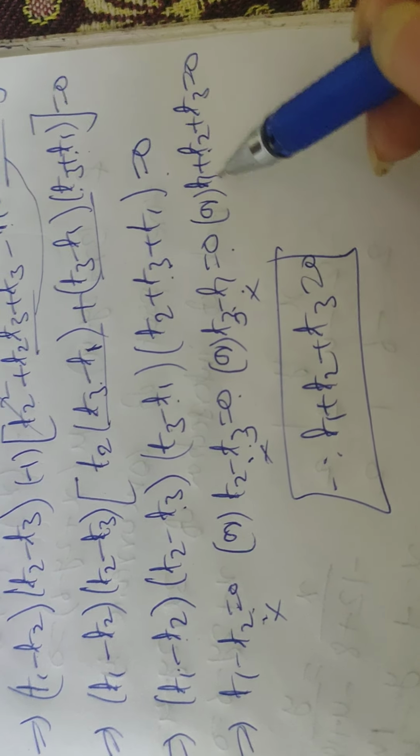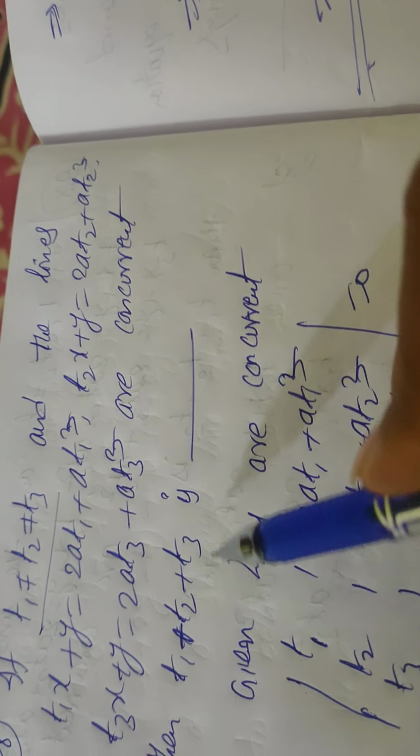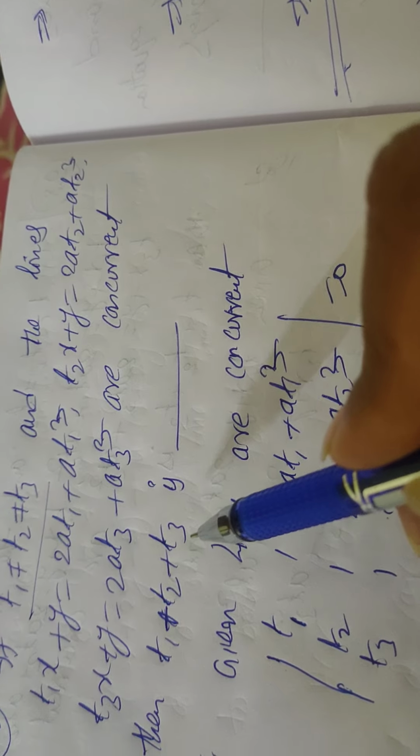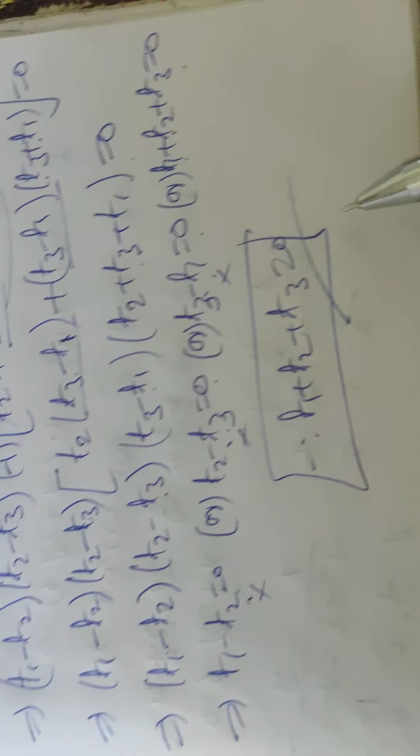Now what is the fourth condition? t1 plus t2 plus t3 is equal to 0. So this is t1 plus t2 plus t3, which he is asking to find out. So that value becomes 0.